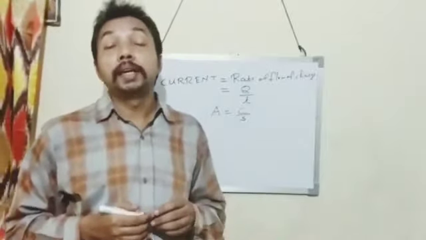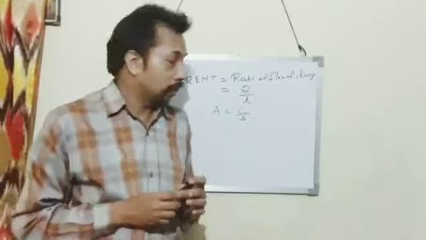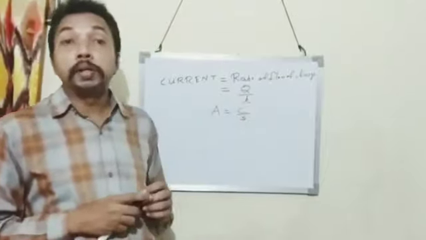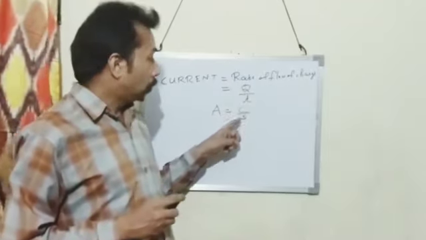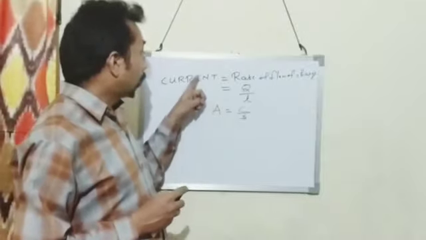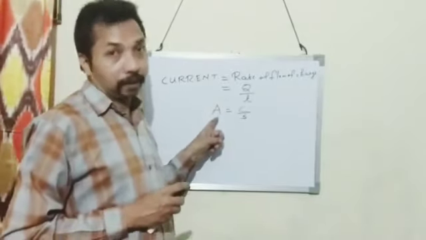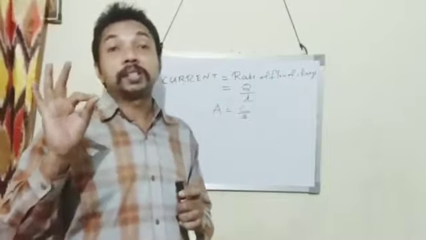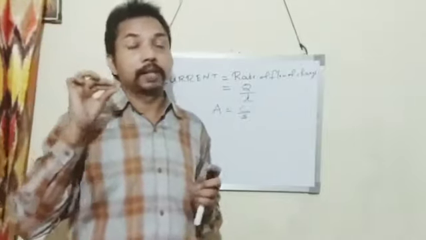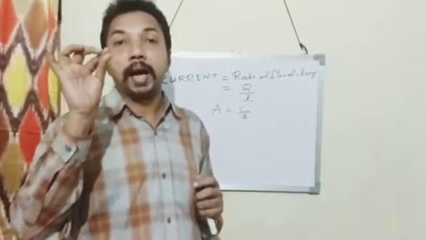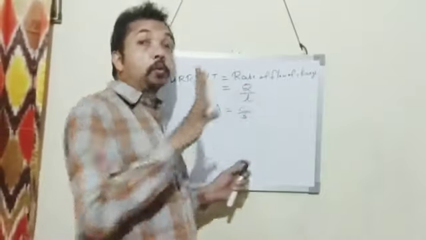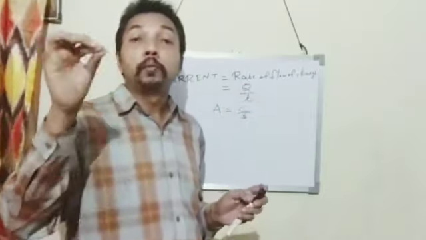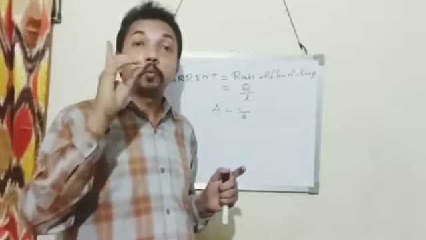So ampere is the SI unit of current. When a charge of 1 coulomb flows in 1 second, current is said to be 1 ampere. So this is the definition of SI unit of current. The SI unit of current is ampere. 1 ampere is when a charge of 1 coulomb flows in 1 second.